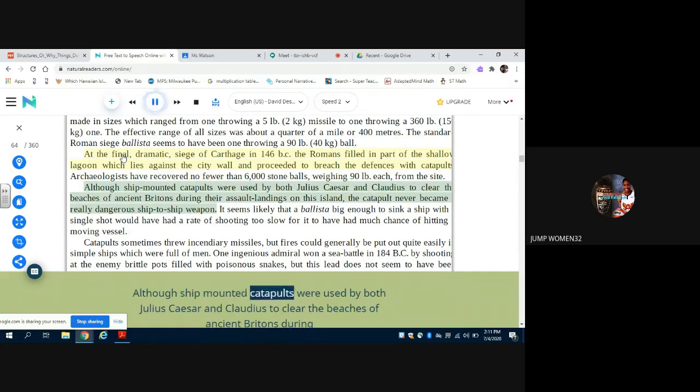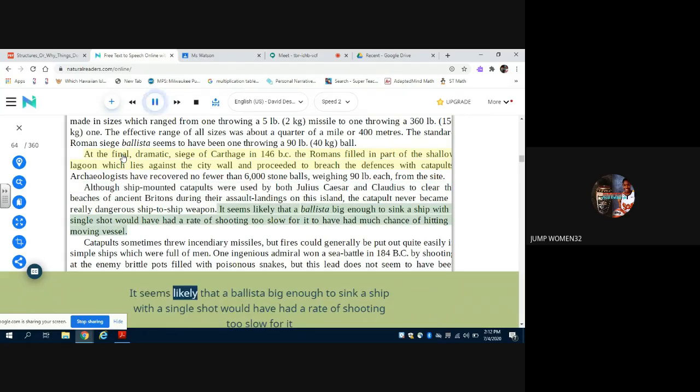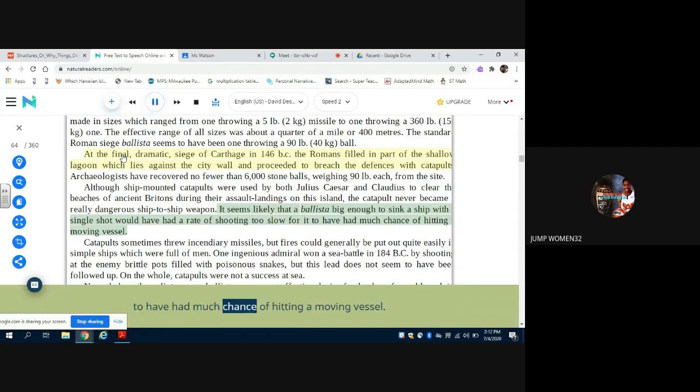Although ship-mounted catapults were used by both Julius Caesar and Claudius to clear the beaches of ancient Britons during their assault landings on this island, the catapult never became a really dangerous ship-to-ship weapon. It seems likely that a ballista big enough to sink a ship with a single shot would have had a rate of shooting too slow for it to have had much chance of hitting a moving vessel.